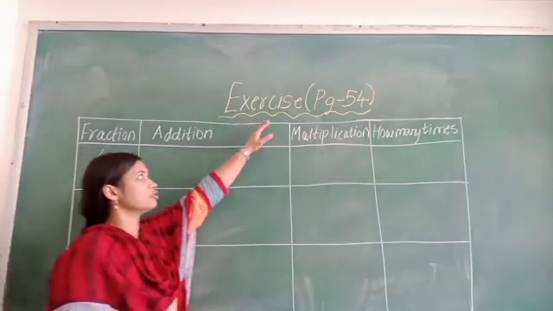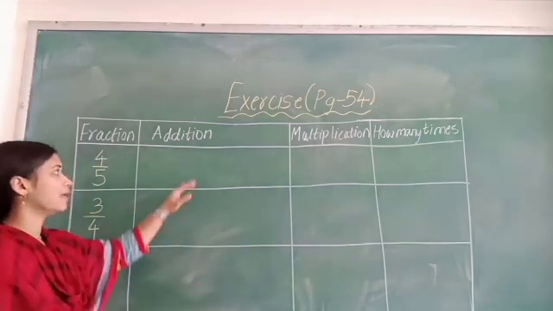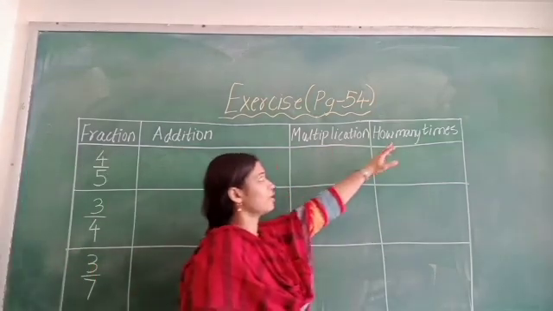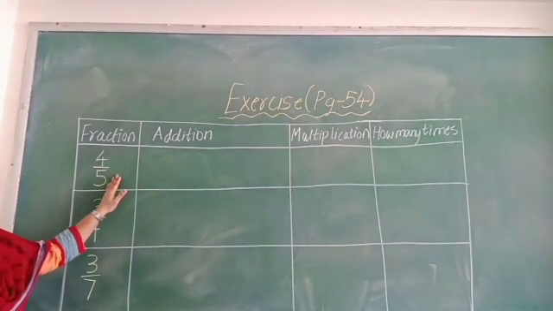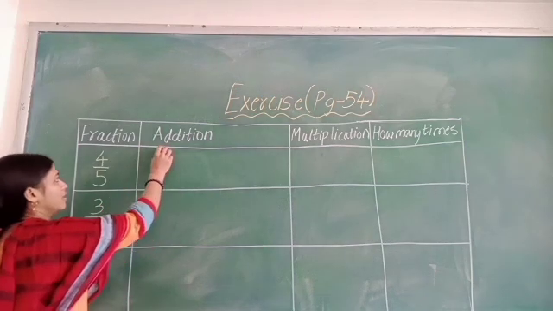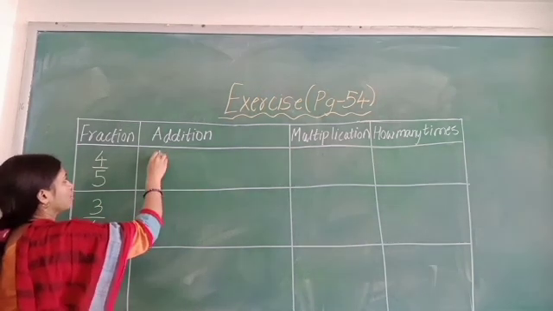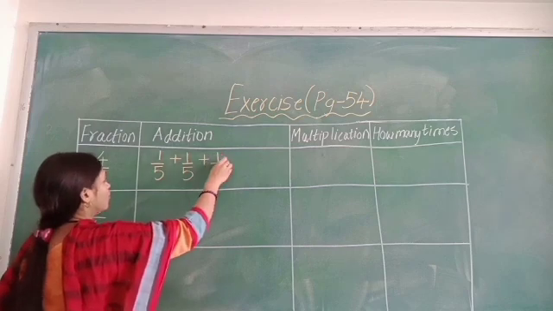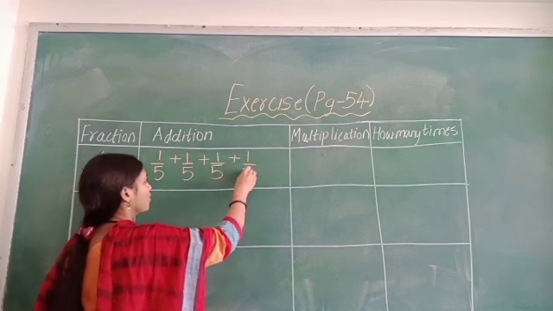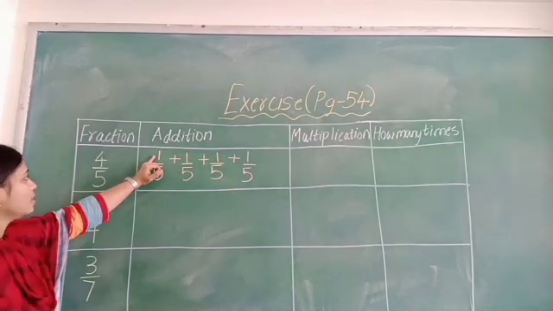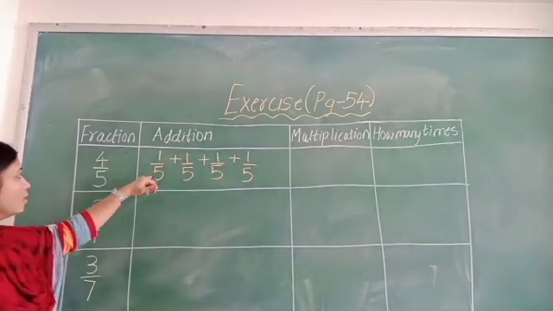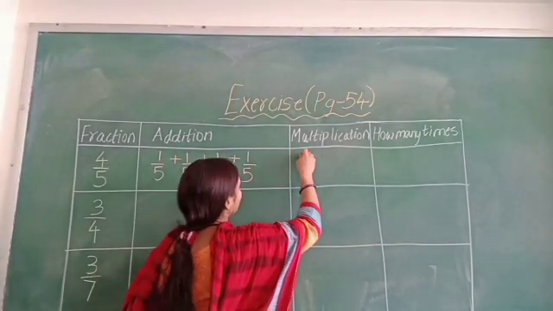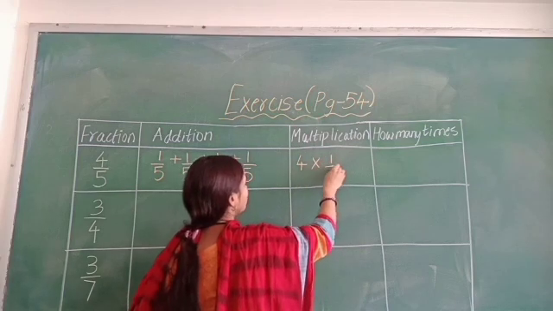Now we will solve the exercise on page number 54 of your textbook. Like this, one table is given. The first column is of fraction, then addition, multiplication and how many times. So let us see. The first fraction given is 4 upon 5. So how will we write it in addition? We will write 4 times. That means 1 upon 5 plus 1 upon 5 plus 1 upon 5 plus 1 upon 5. In this manner we will write. So in multiplication we will write 4 multiplied by 1 upon 5.